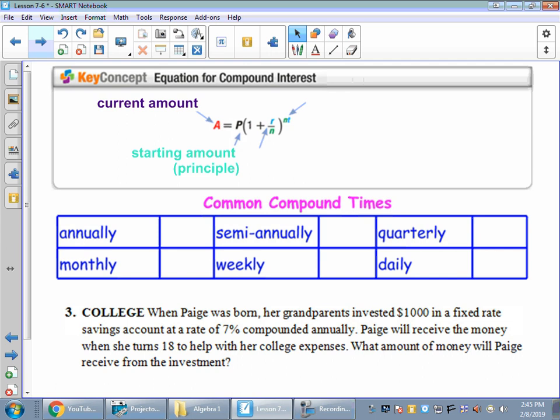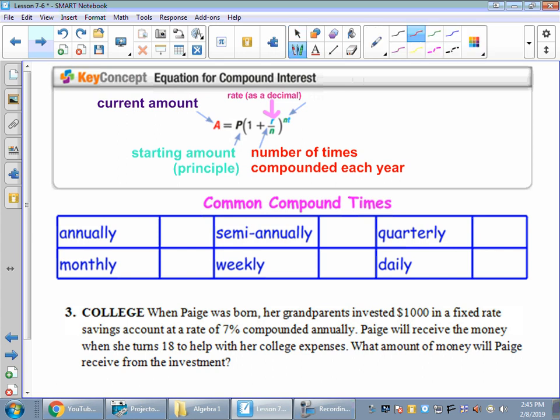Now we have this 1 plus r over n. And so we know our r is our rate, and I put that up top here for you to see because it's on top of the equation. And our n, I put it at the bottom here, it's the number of times compounded each year. Okay, so if we think about it, it could be more than once per year.